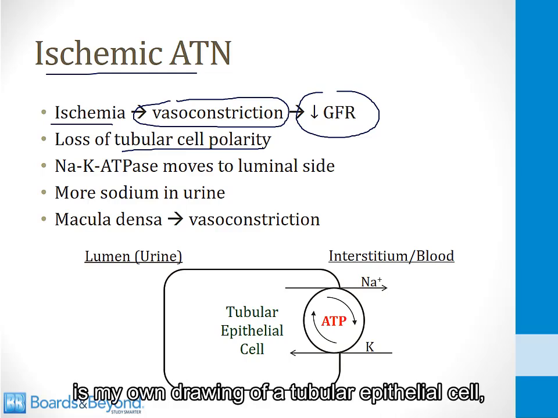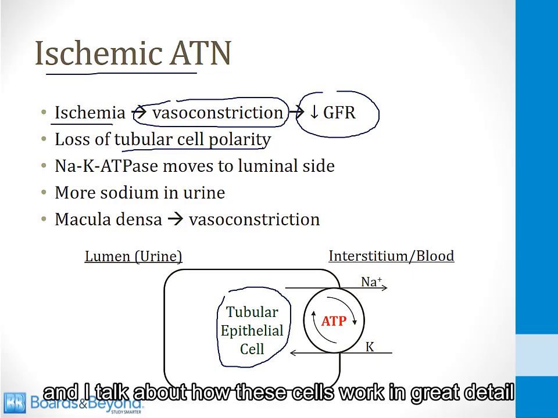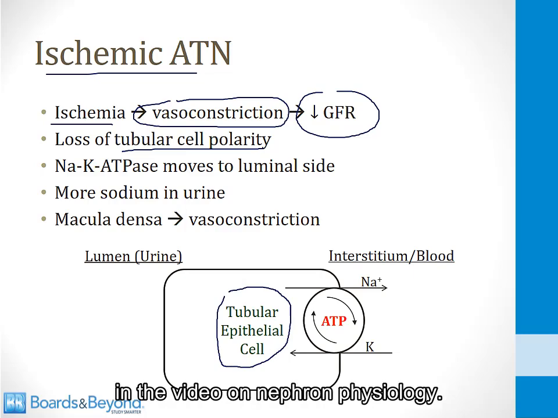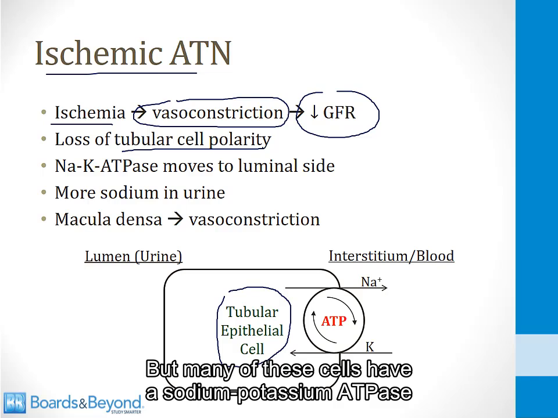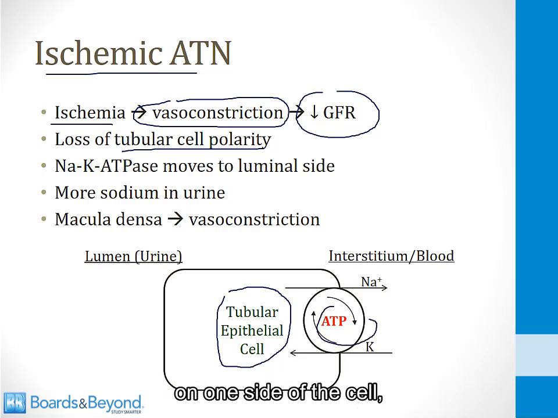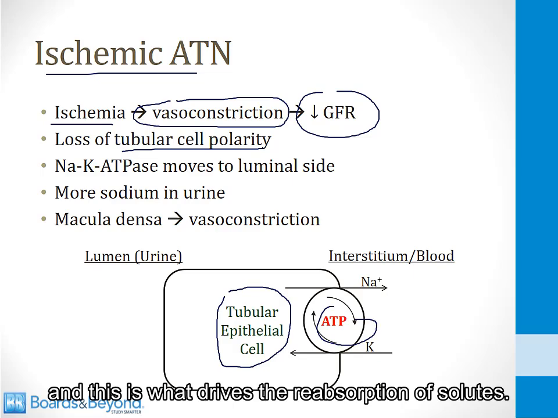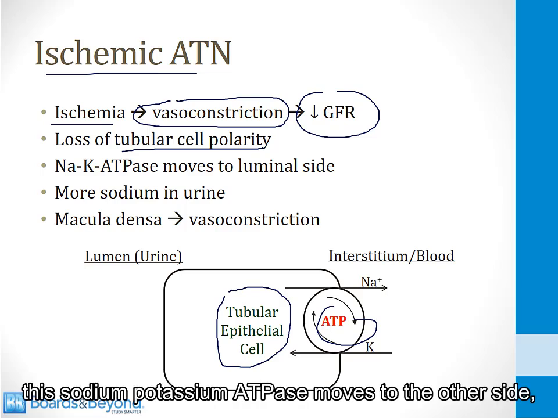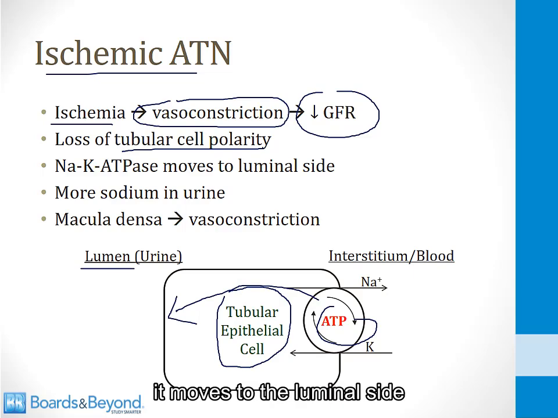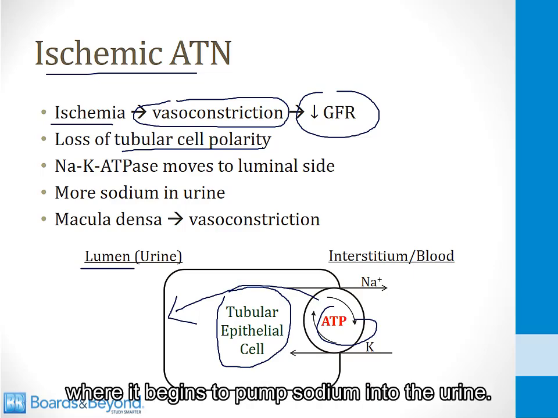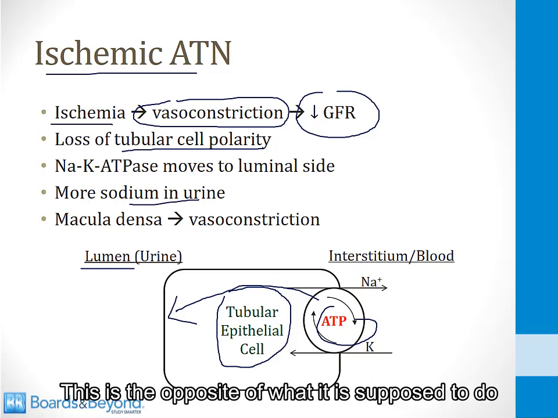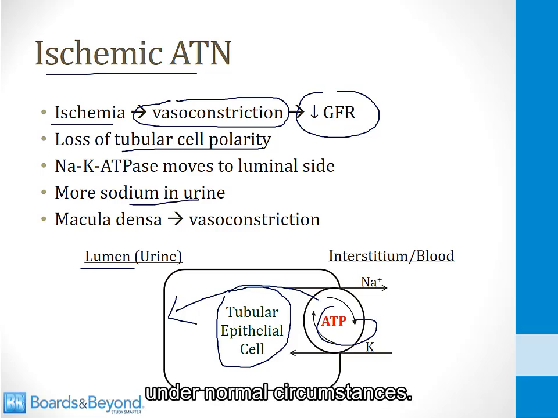At the bottom of the screen is my own drawing of a tubular epithelial cell, and I talk about how these cells work in great detail in the video on nephron physiology. But many of these cells have a sodium-potassium ATPase on one side of the cell, and this is what drives the reabsorption of solutes. In the setting of ischemia, this sodium-potassium ATPase moves to the other side. It moves to the luminal side where it begins to pump sodium into the urine. This is the opposite of what it is supposed to do under normal circumstances.